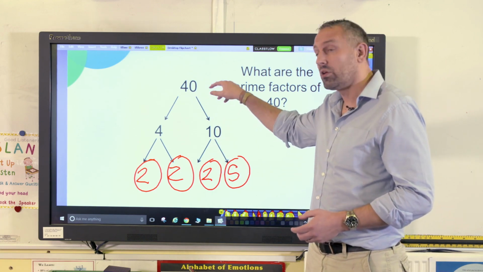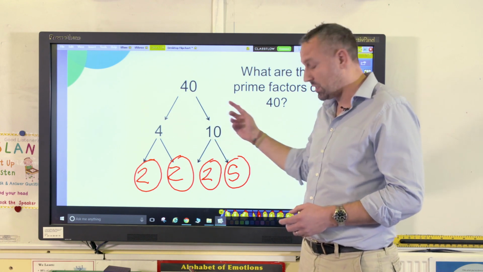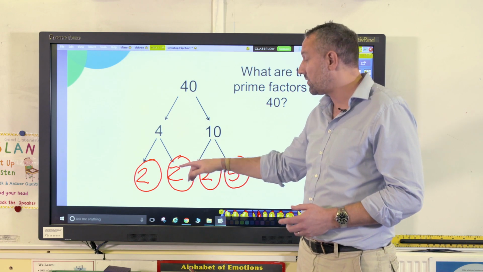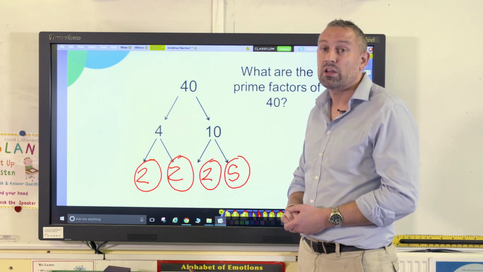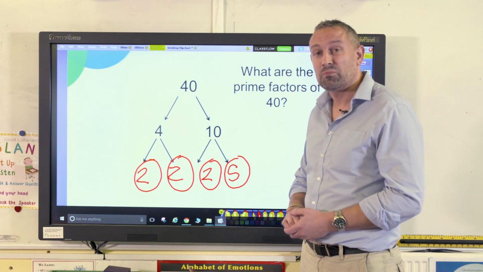For example, we could start with the number 42 here, and we could look at other factors, 2 times 21 or 3 times 14, and then coming all the way down and finding the prime factors. Would there still be those same at the end? That'd be a really good experiment and exploration for your children. And that is how we can find prime factors.